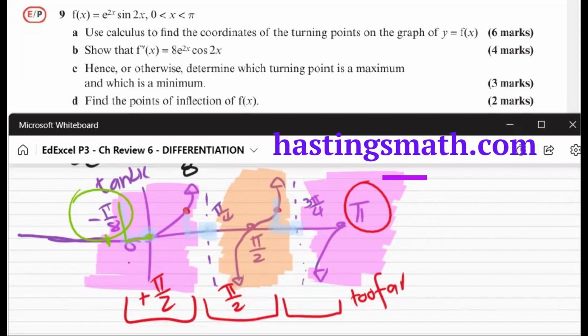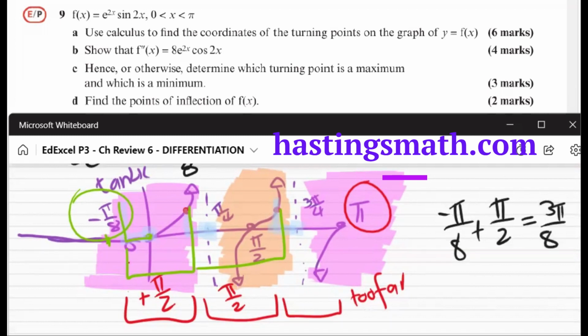I'm going to go from here to here, each time. So you just add pi over 2. So negative pi over 8 plus pi over 2 is our first available position, and then it will repeat. So this becomes 3 pi over 8. That's one of our options.